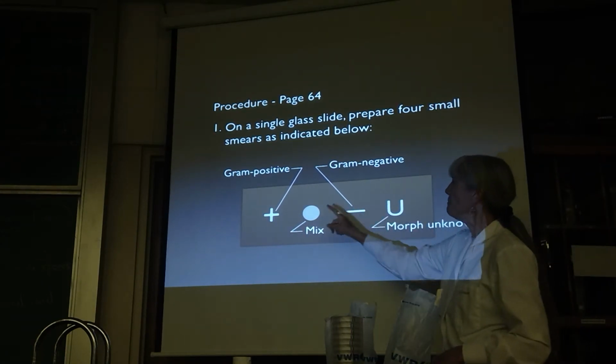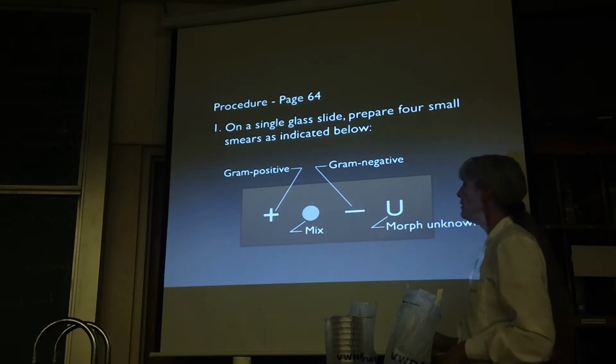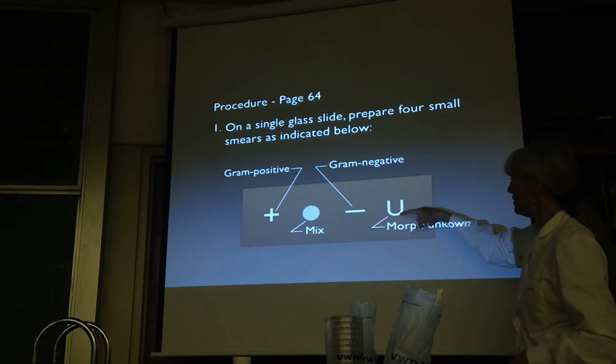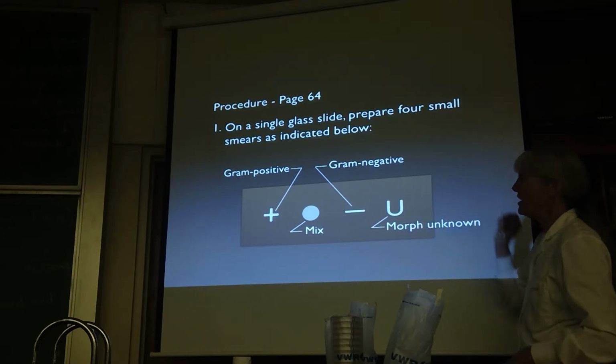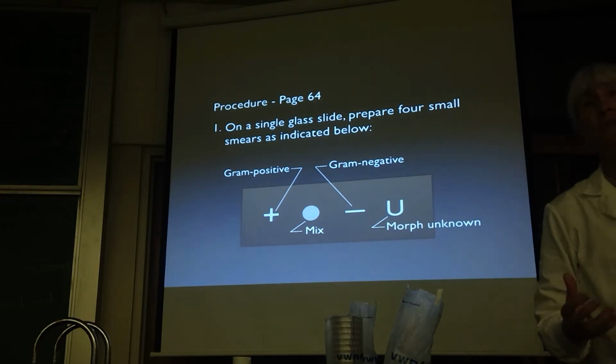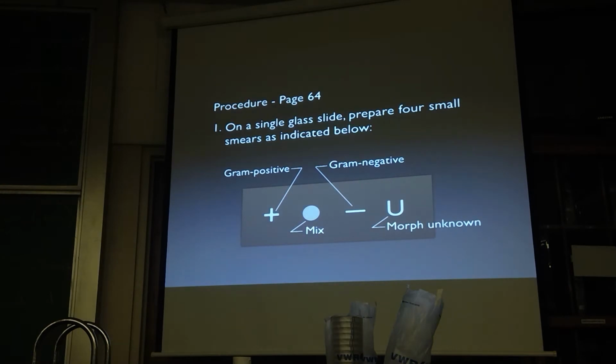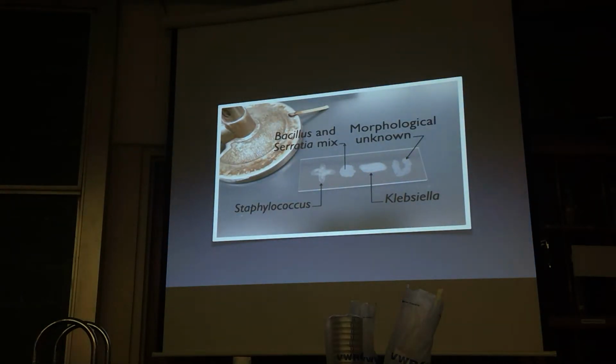In between, we're going to have a mix, which is just going to be kind of a ball. And we're also going to put our morphological unknown on there, which is going to be in the shape of a U. The reason for doing this is so that you can tell these things apart when you go to look at them. It sounds kind of complicated, but really, you can do this. Keep your smears small. Don't cover the entire slide. So you make your smears, they look like that. This tells you exactly which cultures we're using.